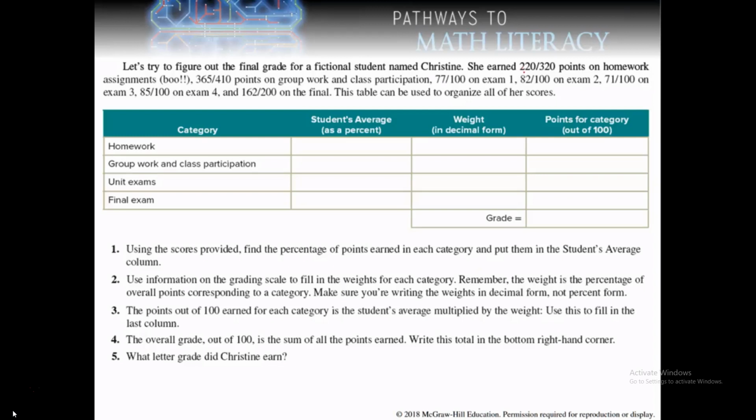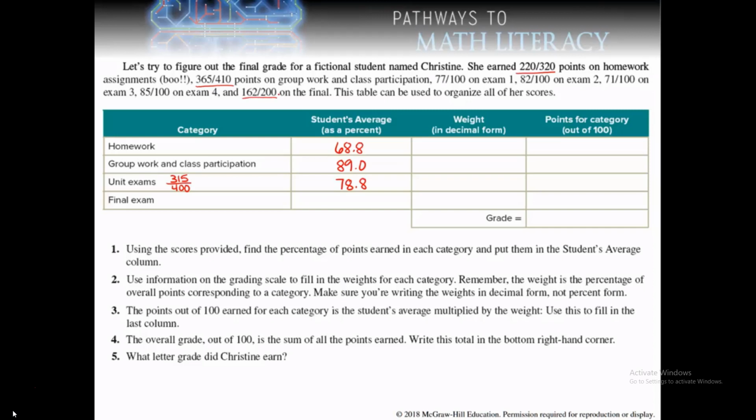And when you divide that, you get about 68.8%. Group work and class participation, she got 365 out of 410. And that comes out to about 89%. Unit exams. We're given all 4 exam scores, so we actually need to add those up first. And when you add up 77 plus 82 plus 71 plus 85, you get 315. And they were all worth 100 points, so the 4 of them together are worth 400. So 315 out of 400 gives us about 78.8%. And then on the final, they got 162 out of 200, which is 81%.